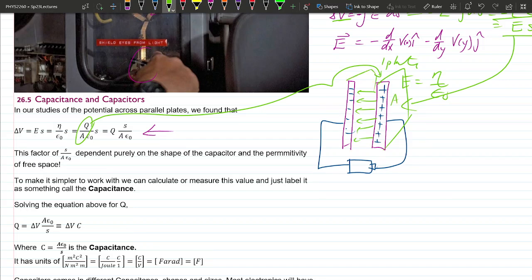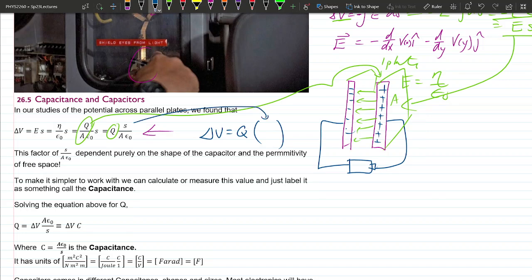All right, so that's kind of an interesting thing. I'm going to fiddle around a little bit more with the algebra. I'm going to factor out this Q in front. And now I have a relationship where the voltage across some parallel plate thing is equal to the charge times some factor.